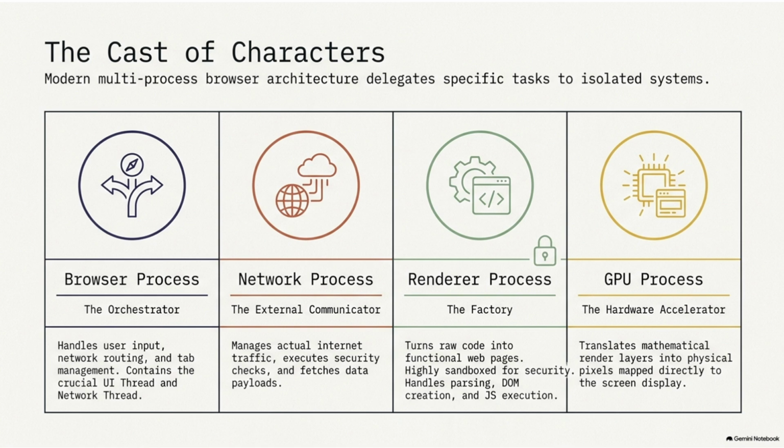Then we have the render process, which acts like the factory. It turns the raw code into functional web pages, and it is highly sandboxed for security reasons. Here all the parsing, HTML to DOM, CSS to CSSOM, and JS execution, will happen in the renderer process. And the GPU process, which is basically the hardware accelerator, translates the mathematical render layers into physical pixels mapped directly onto the screen display. For example, where the image will be placed, where the video will be played, all those things will happen in the GPU process.